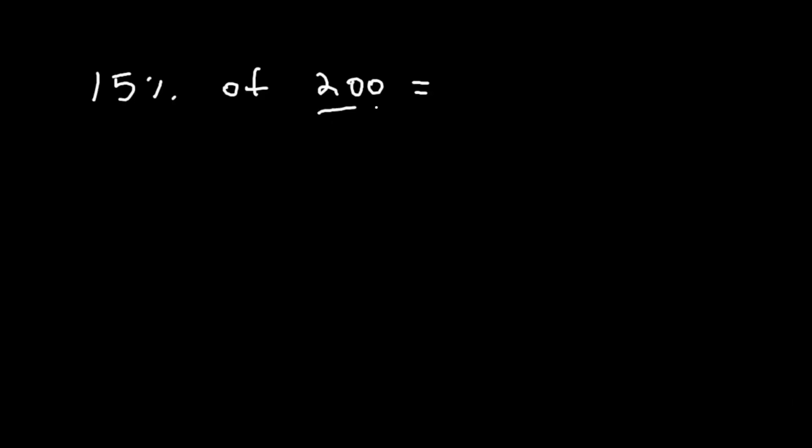Here, you could have simply divided by 100. Now you have 15 times 2, which will give you 30. Lightning speed. And that's what I'm going to teach you today.